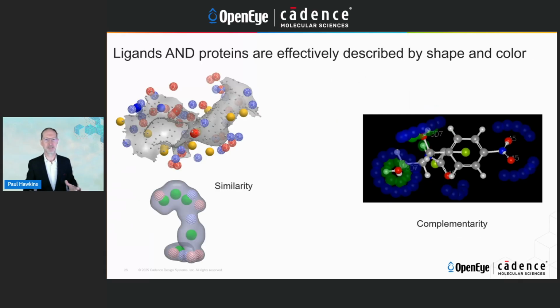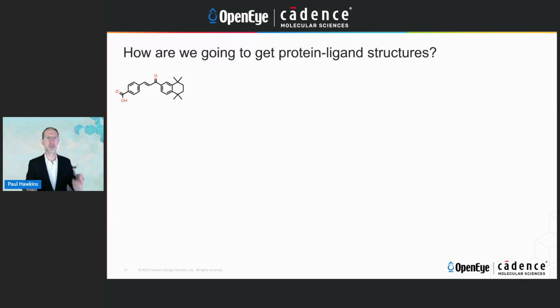So now I think we have an armamentarium of different approaches to different sets of problems. We can describe both protein binding pockets and small molecules as shape and color and compute similarity between them, like ROCS. And we can look at complementarity between small molecules and proteins in our docking engines, FRED and HYBRID. So what I'm going to do now is take these approaches into the next stage of drug discovery, where we're going to be looking for a protein ligand structure.